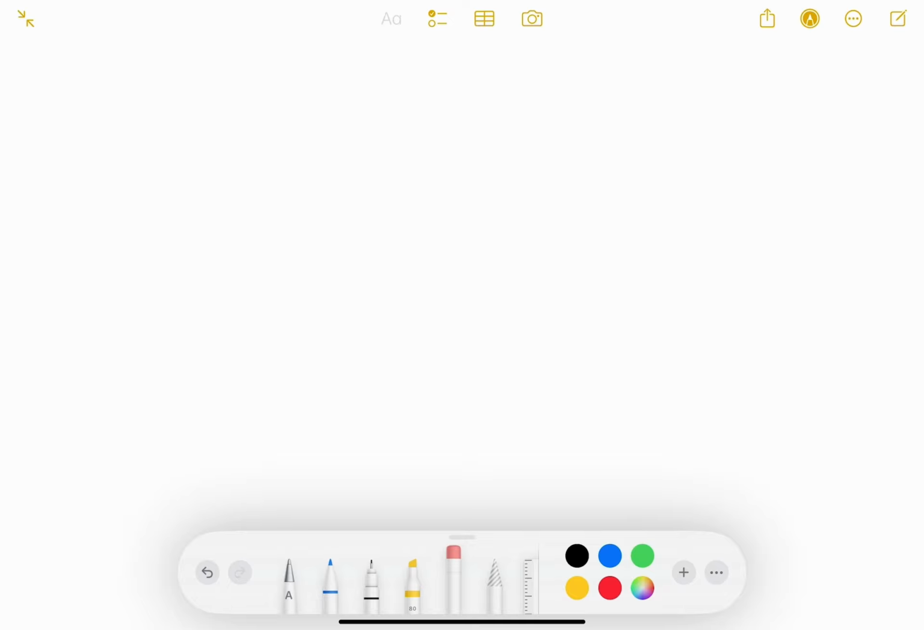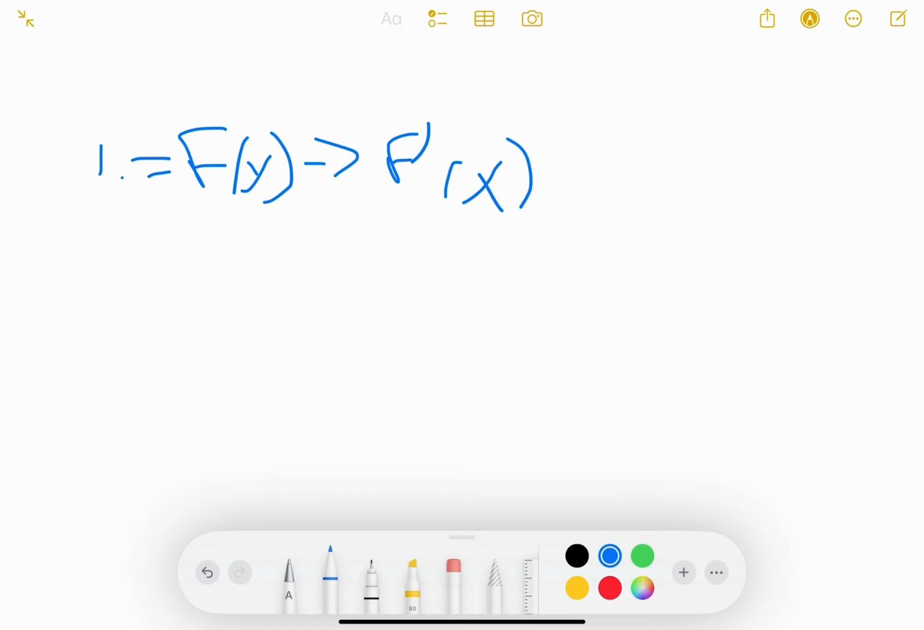So the first thing you want to do is take the derivative of the function. So it'll be f of x, and then that will turn into f prime of x. And the second thing you want to do, you want to set your equation equal to 0 and solve, or find when the derivative doesn't exist.